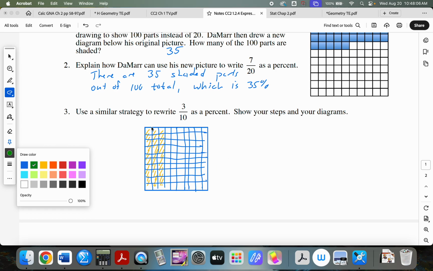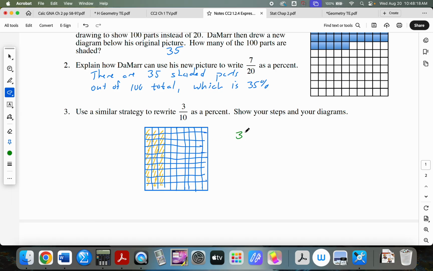So now, how many of these little squares are shaded in? 30. There's 30 of them that are shaded in because it's 3 across and 10 up and down. So that's 30 out of 100, which is 30%.